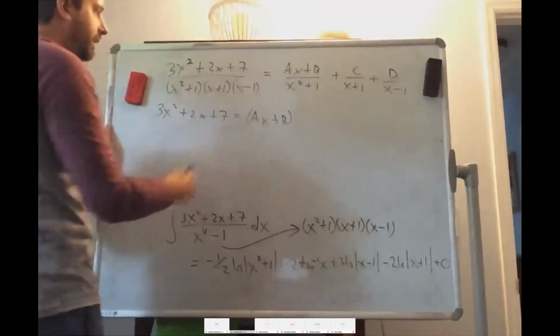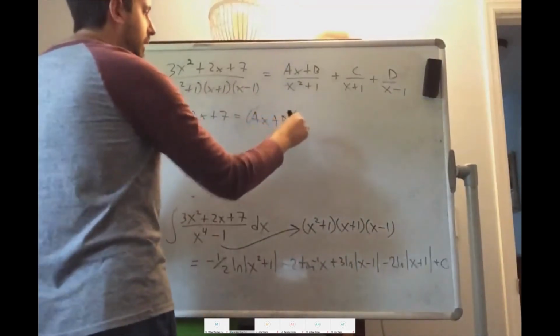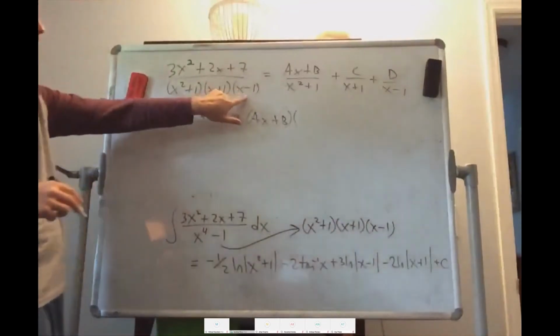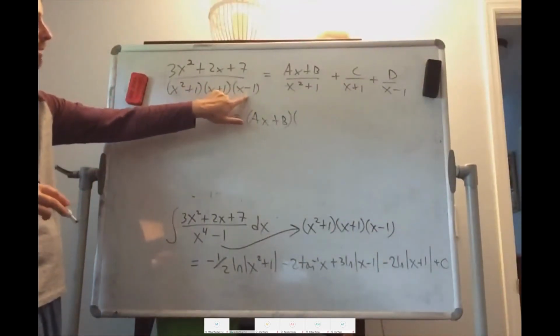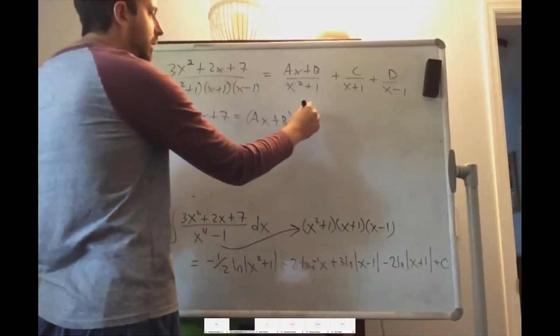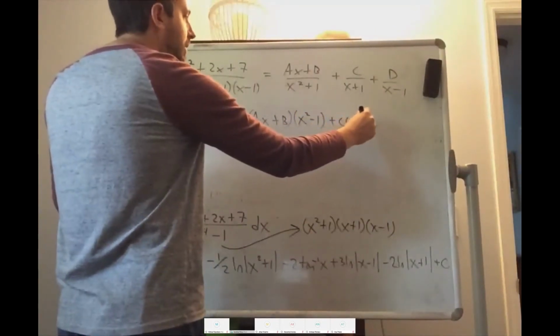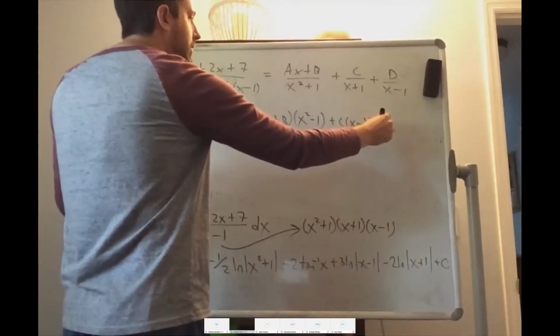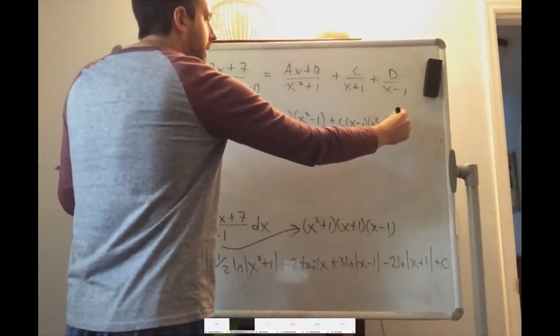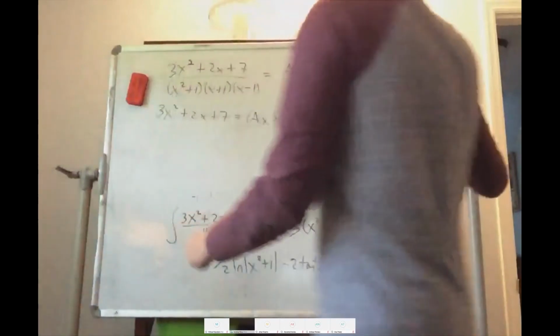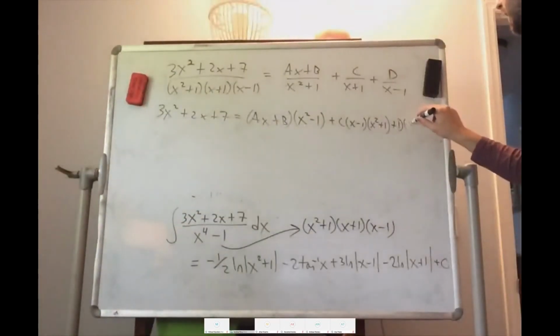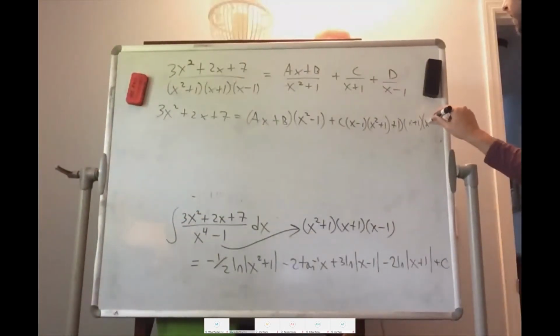On the left-hand side, everything cancels out. On the right, I get ax plus b times x plus 1 times x minus 1. I'm actually going to multiply that out because I know that's already x squared minus 1, so it makes it a little easier. Plus c times x minus 1 times x squared plus 1, plus d times x plus 1, x squared plus 1. So, it's a brutal problem with a lot of different terms and such.